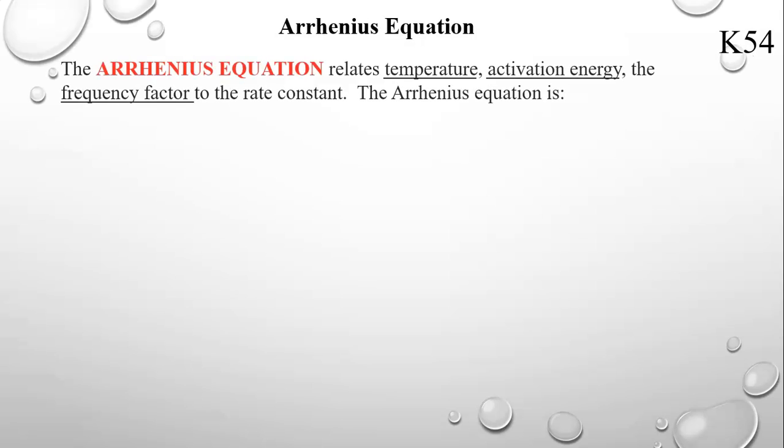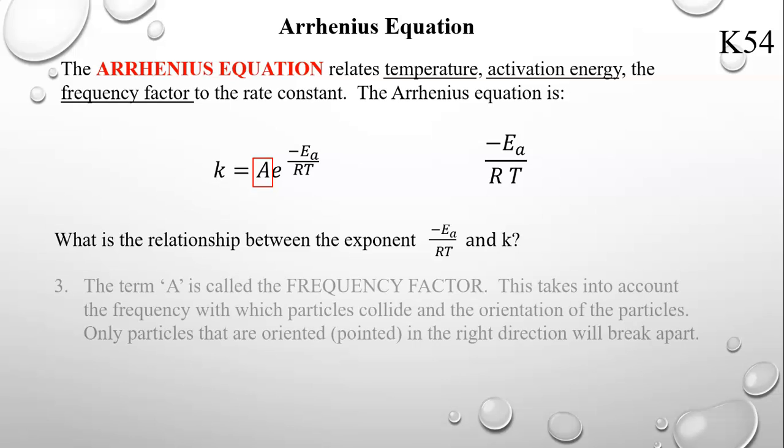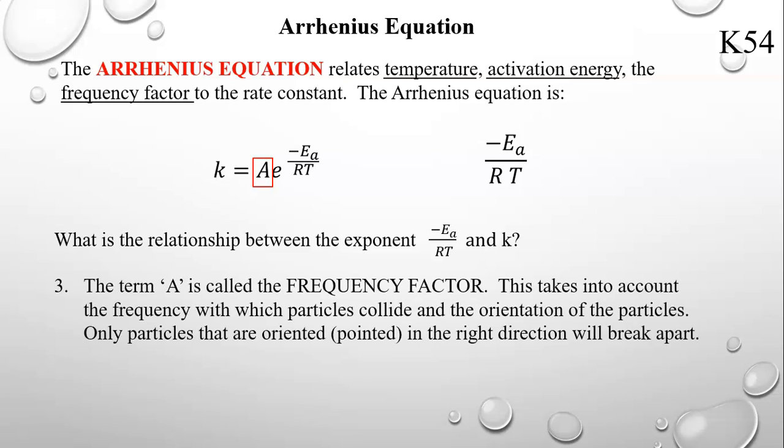Okay, finally, let's look at A. The term A is called the frequency factor. This takes into account the frequency with which the particles collide, and that is somewhat a function of temperature, but it can be a function of other things as well, like the number of moles. The frequency with which the particles collide and the orientation. Are they pointed in the right direction?